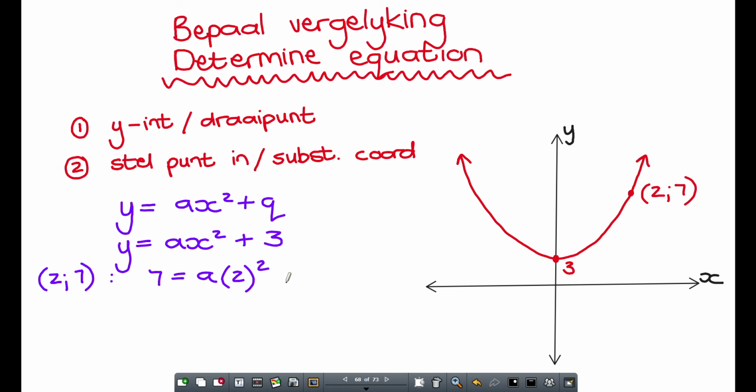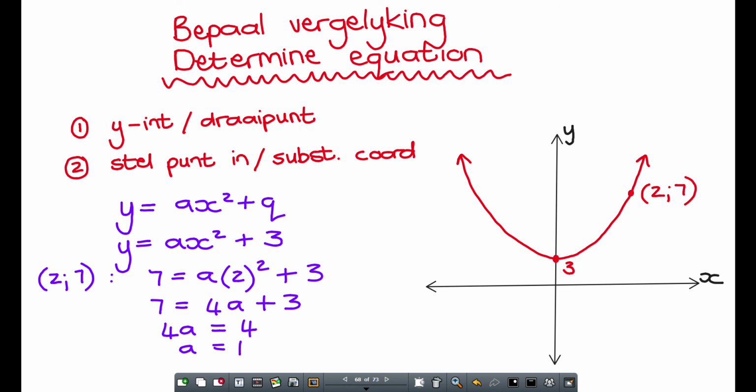Okay, en dan plus 3. So jy gaan dan met ander woorde hê 4a plus 3. So 4a is dit gelyk aan 4 because I took that 4 over. So a will be 1. Nee, is julle reg daar? I didn't explain every single step there. Are you guys fine with that?